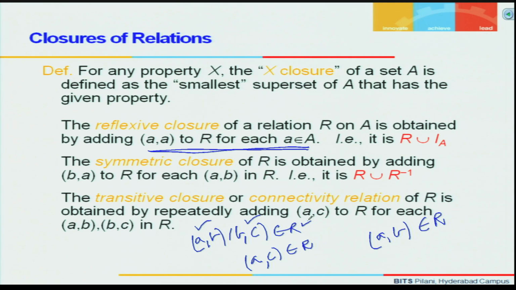By adding these tuples, the resultant relation is called a transitive closure. You are closing that relation by adding some more elements with respect to the transitive property. It is being closed. That is what is meant by closure of relations.